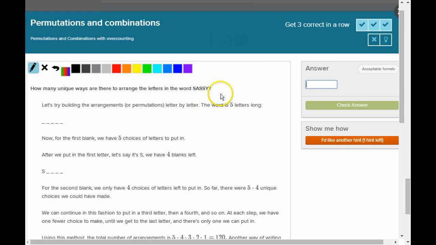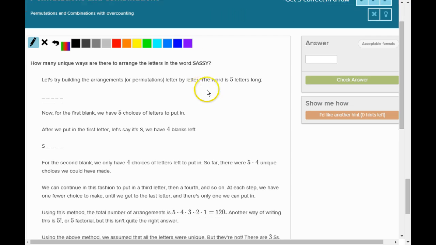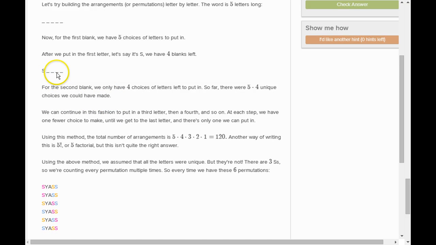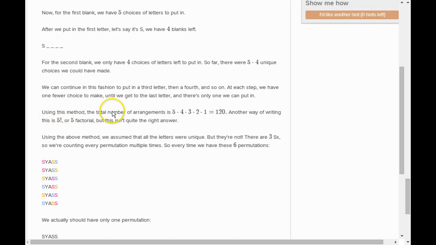And actually, since we're going to talk about overcounting in here, I've grabbed a bunch of hints for you. It talks about how many different ways there are to arrange the letters in the word sassy. Well, you have five letters, and arranging them indicates that there are permutations. So if you're going to have a permutation of these same five letters, you can see the logic they've built in here. The first blank, you can put any one of those five in there. Then you have four, then three, two, and one. So quite simply, the number of choices is 5 factorial, 5 times 4 times 3 times 2 times 1. Those are the total number of choices.